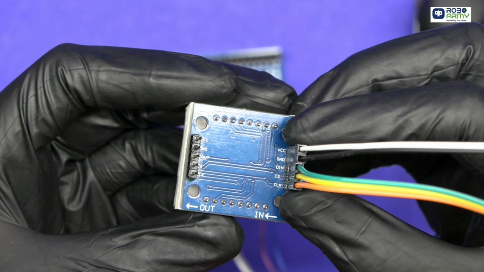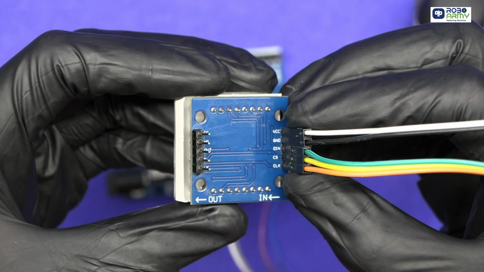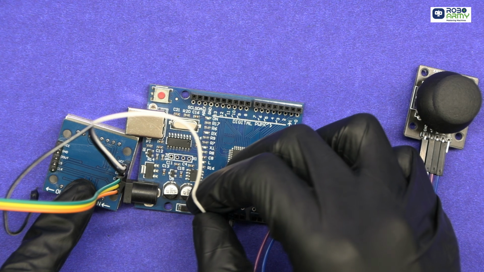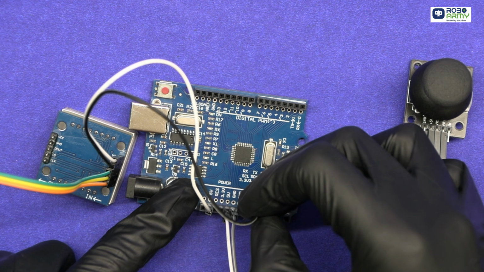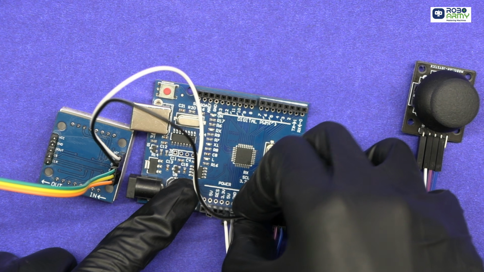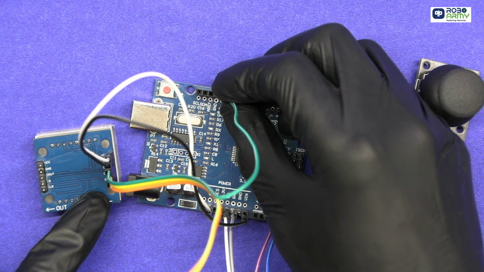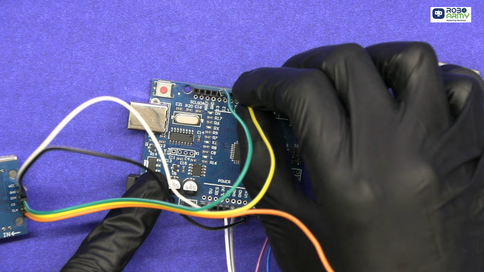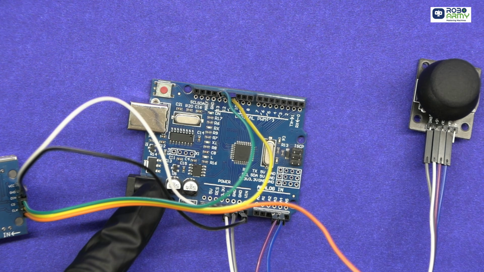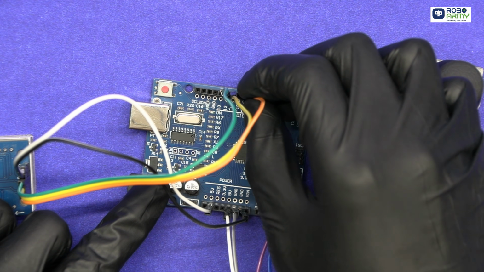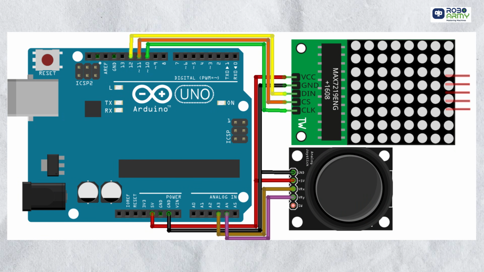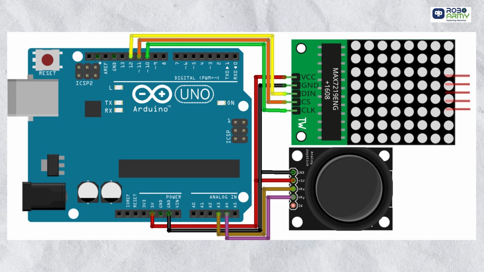Now connect the dot matrix display to the Arduino. Connect the VCC of the display to the 5V of the Arduino, GND of display to the GND of Arduino, DIN of the display to pin 12 of the Arduino, CS of display to pin 11 of Arduino, CLK of display to pin 10 of Arduino. Make sure to double check your connection with the circuit diagram.